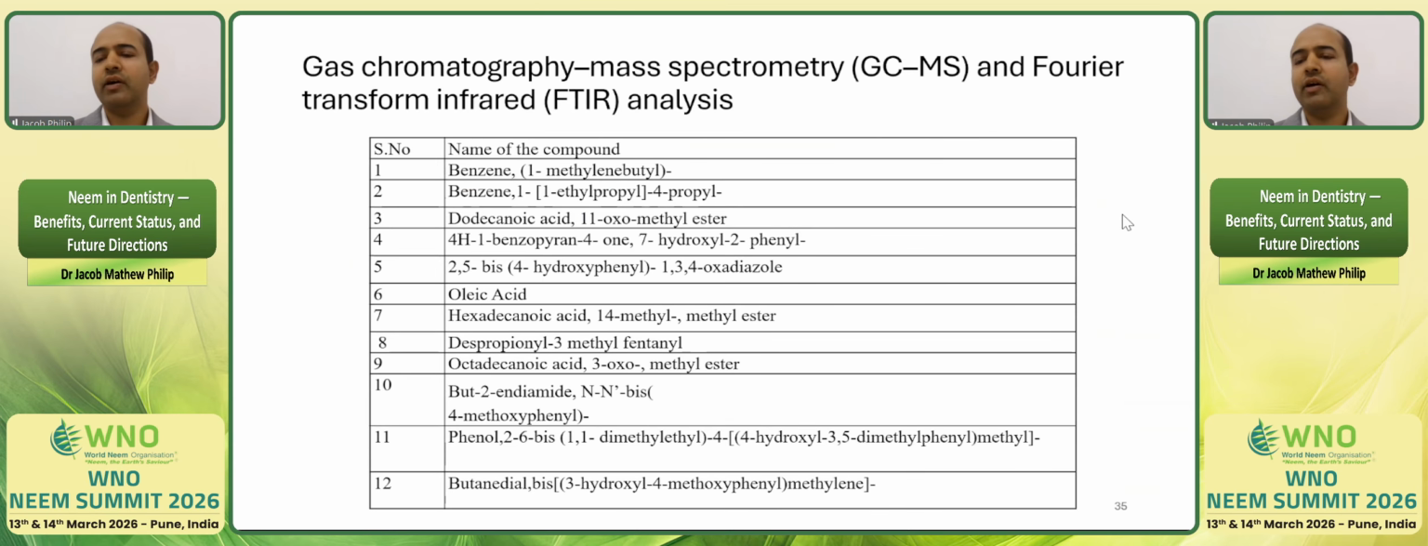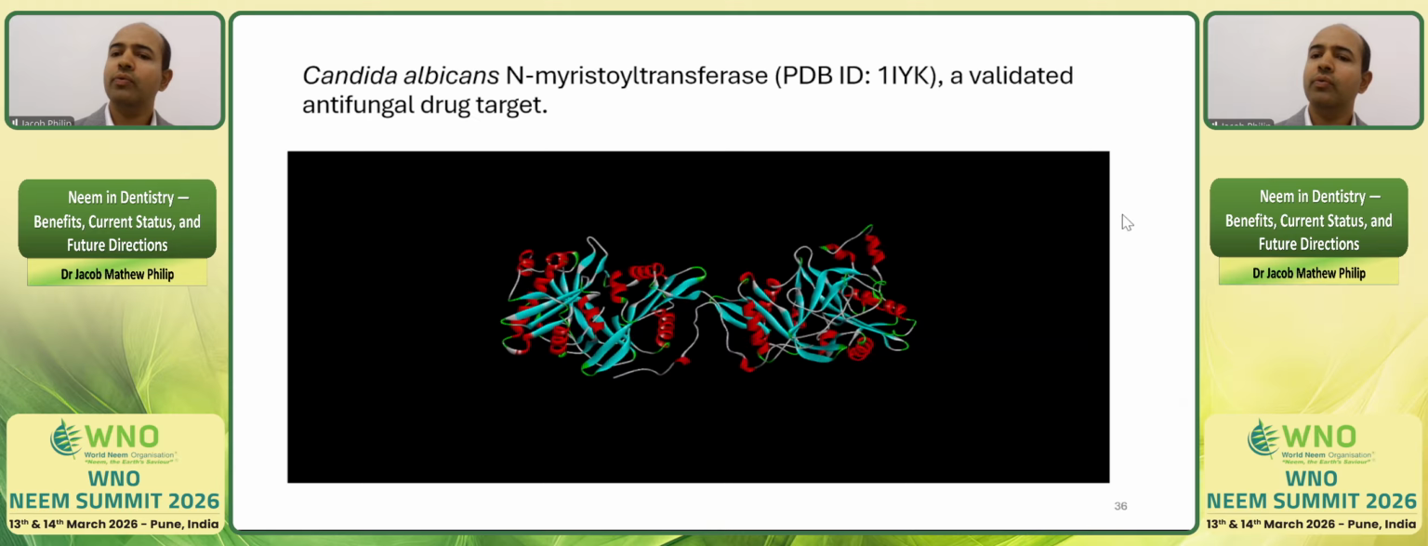We further went on to identify the components present in this extract, and we did GCMS and FTIR. We also wanted to check how it is going to interact with the fungus. When I looked at the literature, I found that most of these antifungal drugs target a particular receptor in the fungus Candida albicans, called N-myristoyl transferase, which facilitates an enzymatic reaction that is essential for the survival of the fungus. And this is the target that is commonly addressed by antifungals.